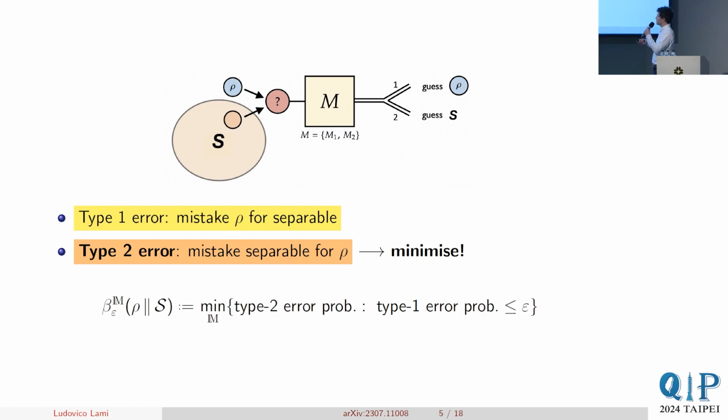We introduced this beta epsilon M function. This is the minimum over all measurements of the type 2 error probability for a given type 1 error probability. Of course, you have to constrain the type 1 error probability, otherwise everything trivializes.